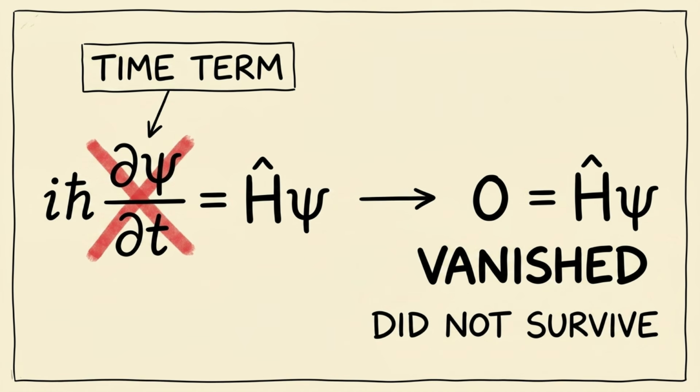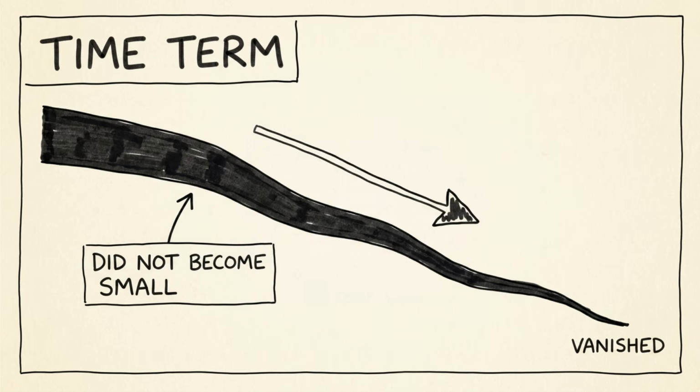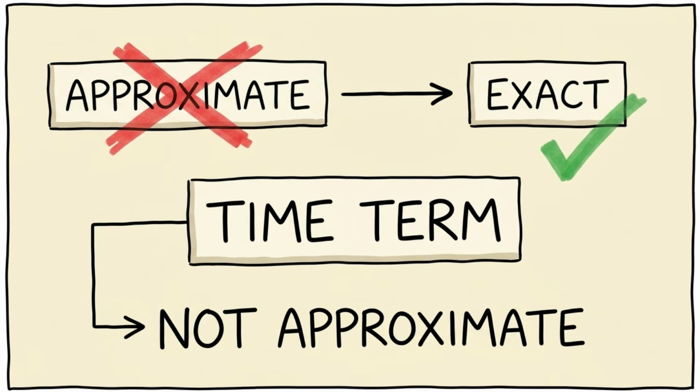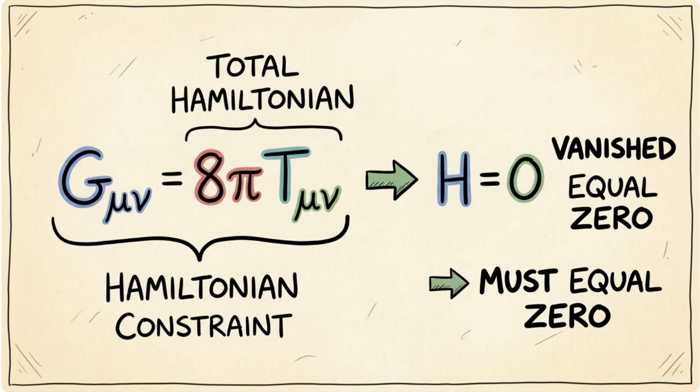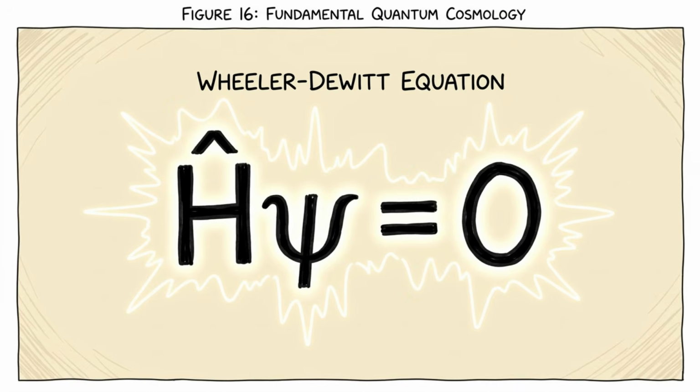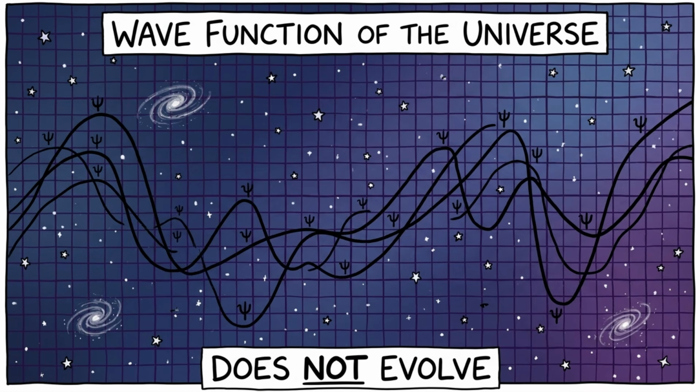The time term did not survive the calculation. It did not become small. It did not become approximate. It vanished, because in general relativity the total Hamiltonian is itself a constraint that has to equal zero. What was left reads: H acting on psi equals zero. The wave function of the universe does not evolve.